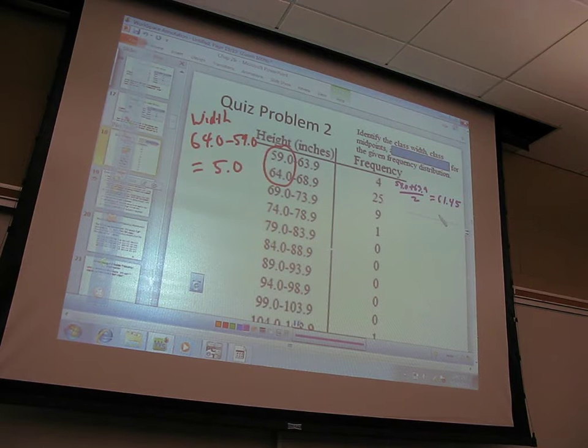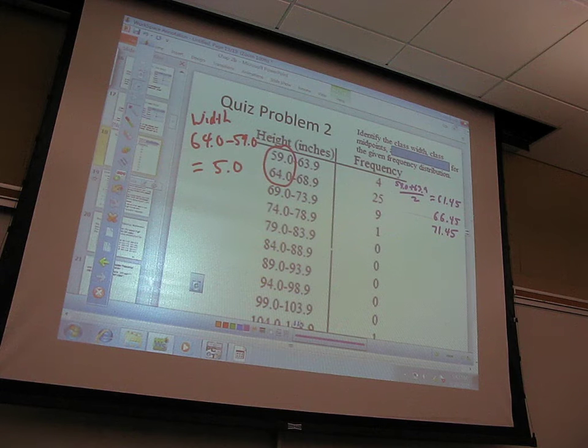Now that I have the first midpoint, everybody find the second, write down the second midpoint. 66.45. Well, it's an easy way of finding it. It's separated from the first one by what? 5. Why 5? That's the class width. Does that make sense? So add 5. Add 5 again. Good? Okay.